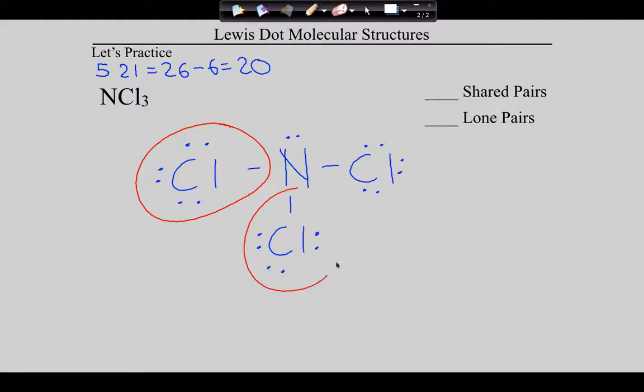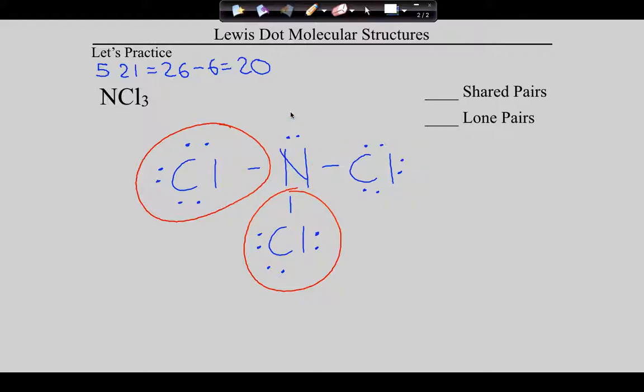Guys, how many electrons are inside that circle? 8. That's the octet rule. How many are inside that circle? 8. That's the octet rule. But now, guys, watch this. How many are inside the circle around the nitrogen? Also 8. So we have fulfilled the octet rule for all of these atoms because they all have 8.